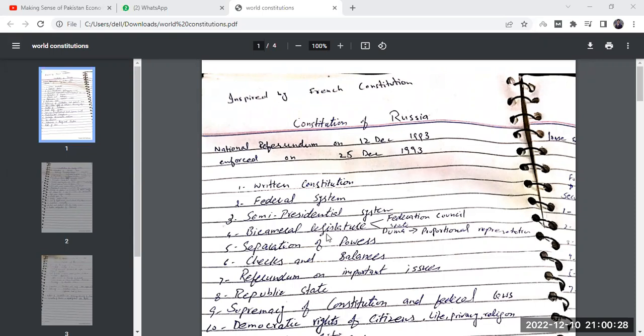So it is also a bicameral legislation. The upper house is called Federal Council, and the lower house is called Duma, State Duma. You can say that National Assembly in Pakistan would be called as State Duma, and the Senate would be called as Federation Council.